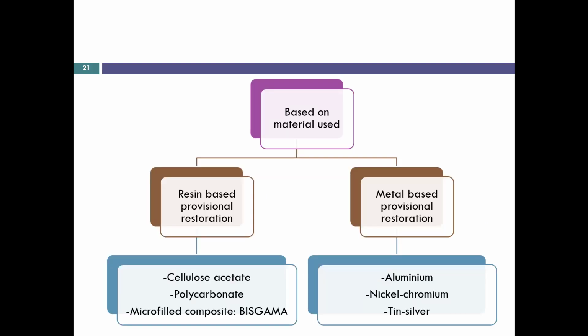Next is based on the material used. Materials are basically either resin based or metal based. If we are using resin based, then it can be cellulose acetate, polycarbonate, or microfilled composites. And if it is metal based, we can use aluminum, nickel chromium, or tin silver.